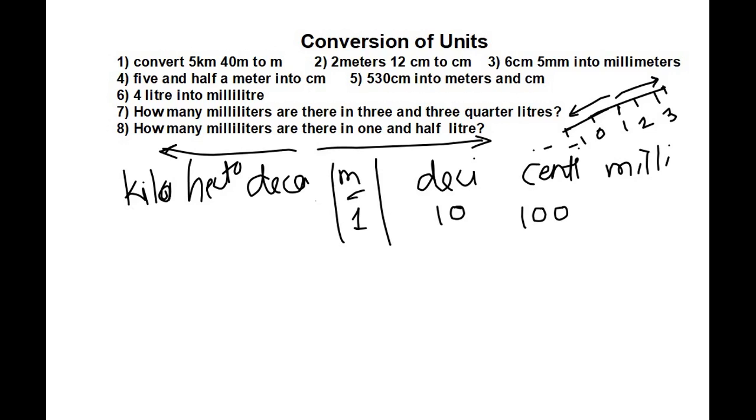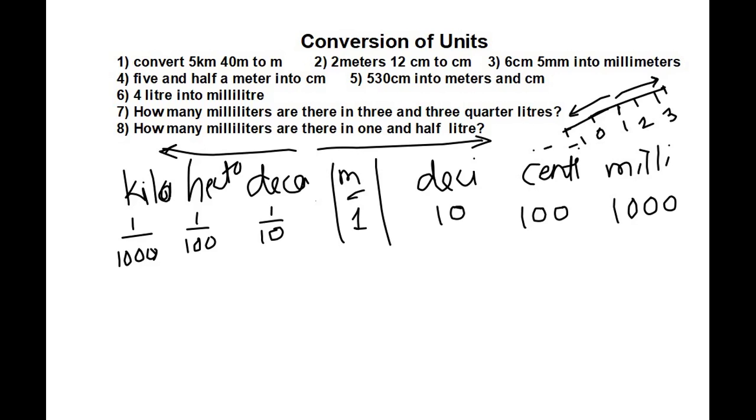So this is decimeter. Again multiplying by 10 gives 100. So 1 meter will be 100 centimeter. This becomes 1000 millimeter. This will become 1 upon 10, or you can write 0.1. This will become 1 upon 100 hectometer and 1 upon 1000 kilometer.